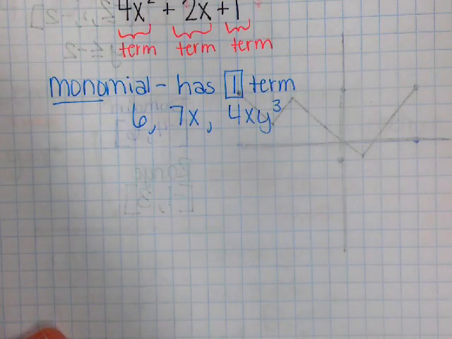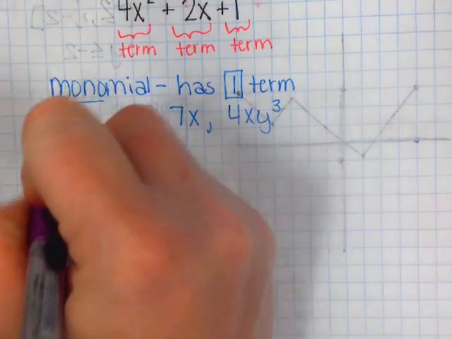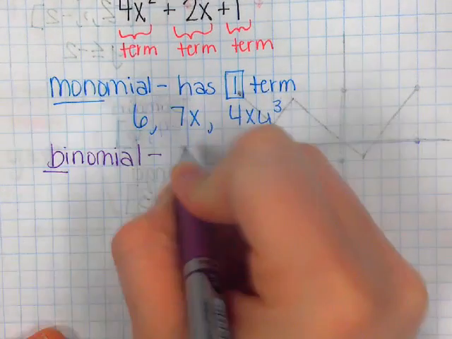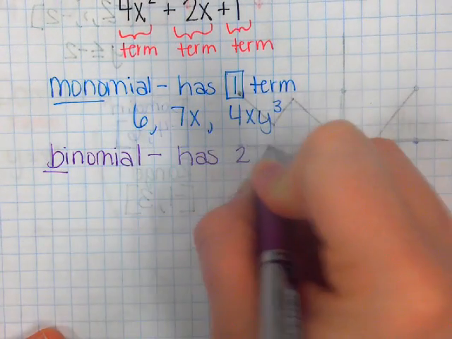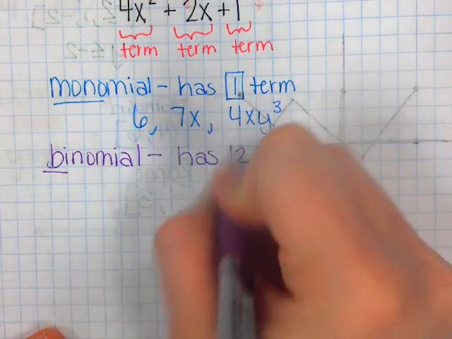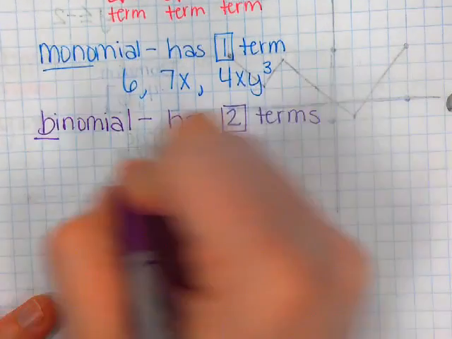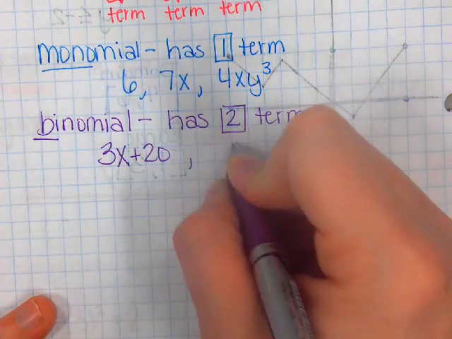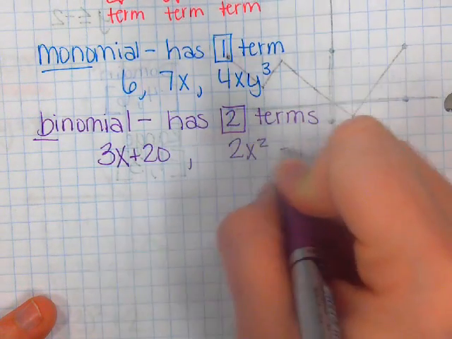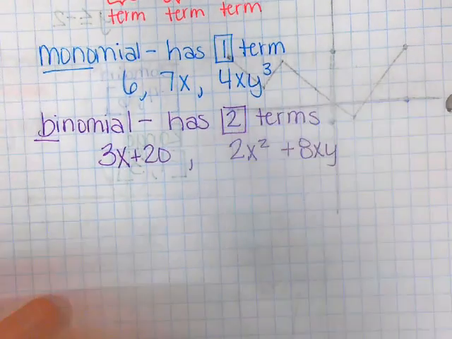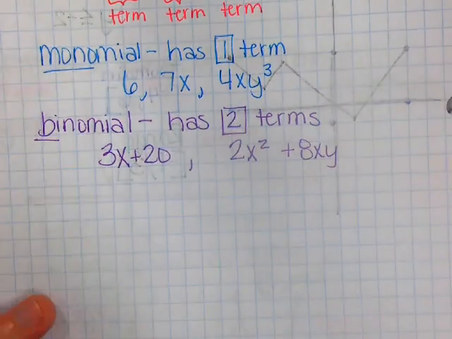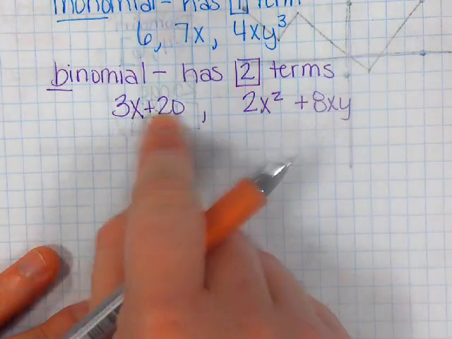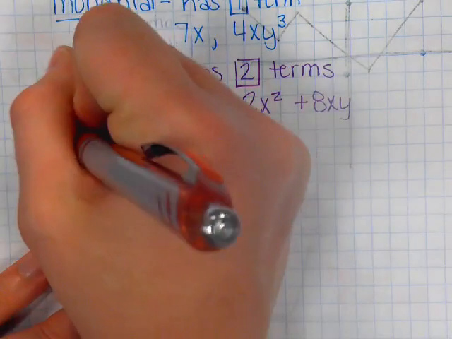Okay, the next one is a binomial. Just like bicycle, it has two terms. So examples of that would be 3x plus 20. Another example would be 2x squared plus 8xy. Okay, those are all binomials because there's an addition sign separating the two terms.